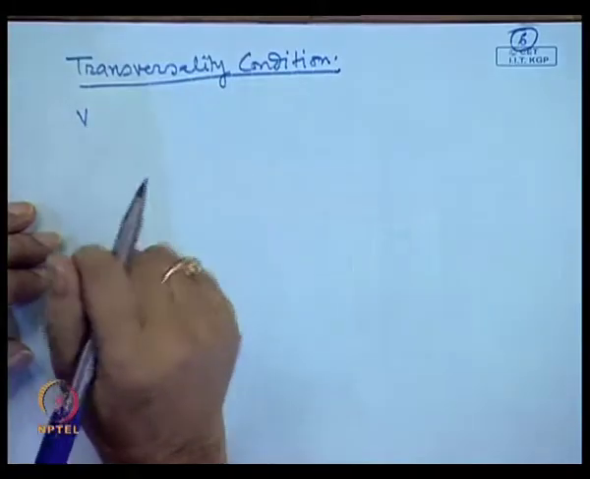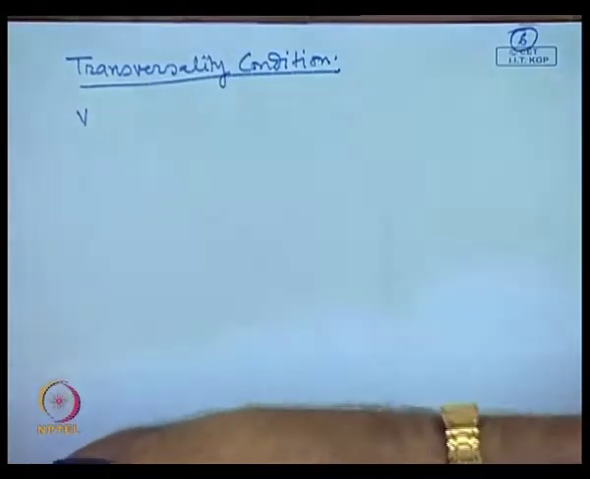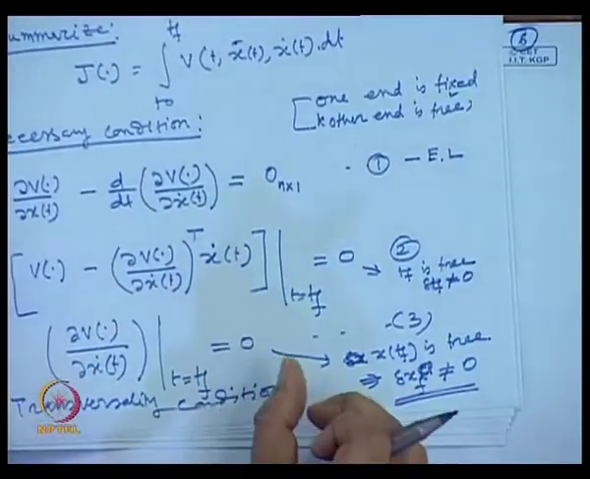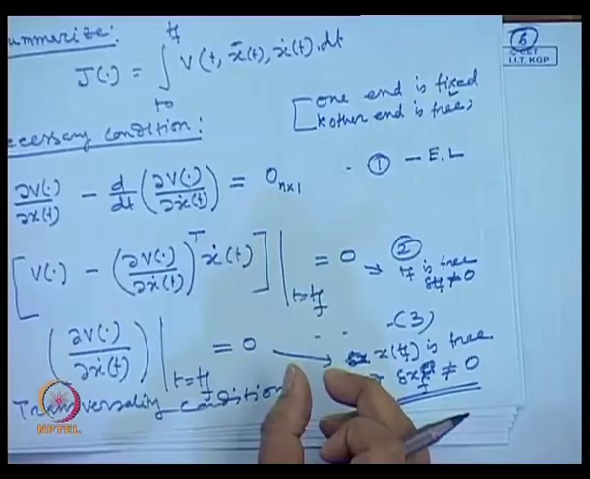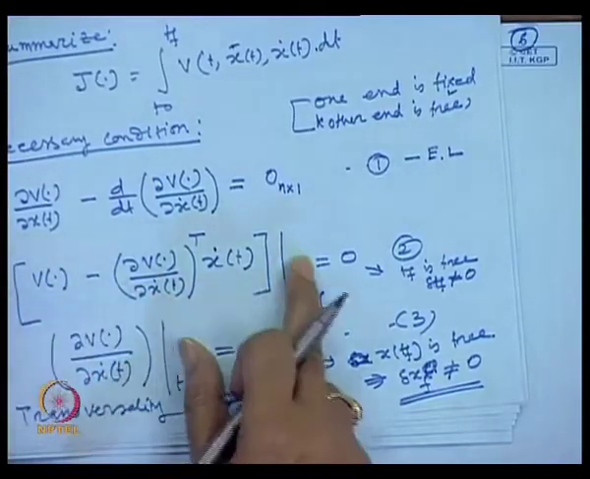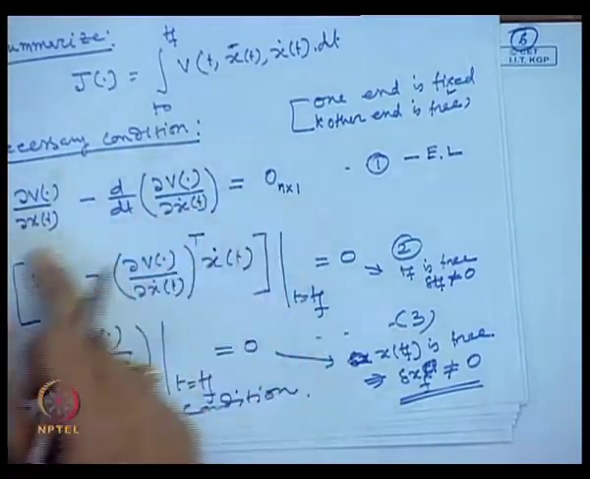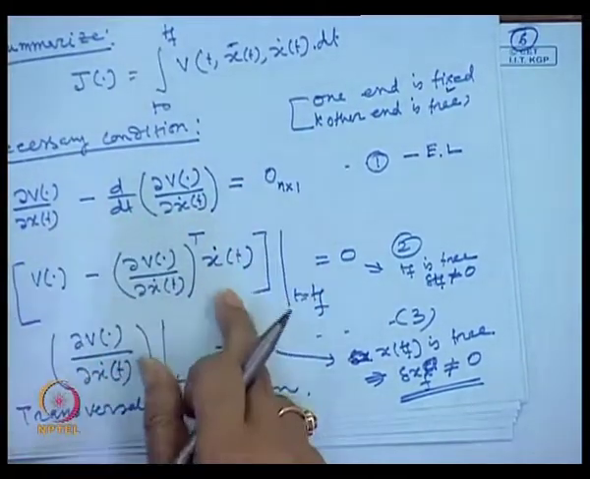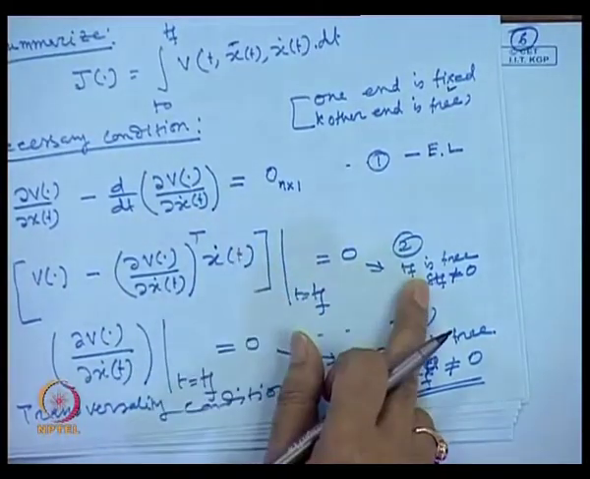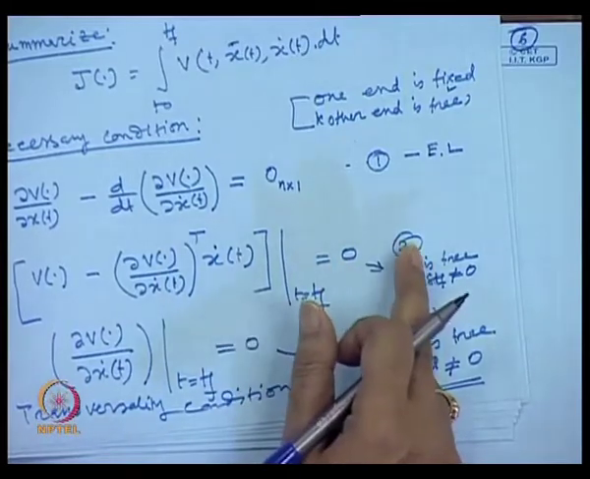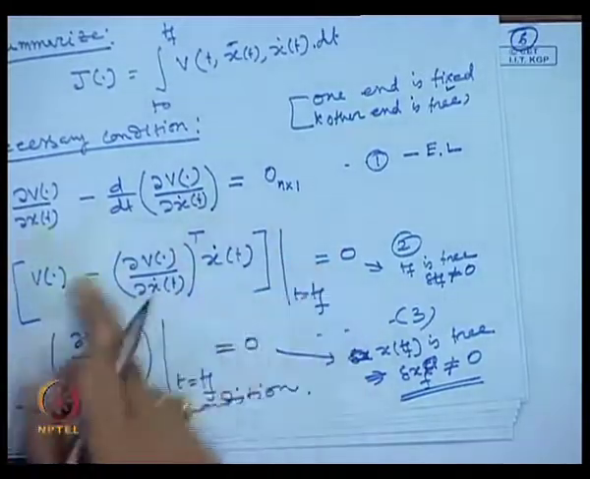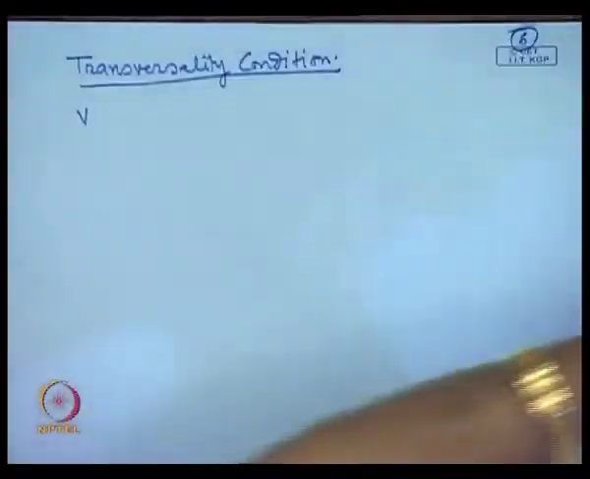If you recollect our terminal conditions, x of T f is fixed, that means delta x of T f is 0. So, this condition will not come into the picture, only Euler's equation and this condition will come into the picture, because here x of T f is fixed, not free, but T f is free. T f free means delta T f is not equal to 0. This implies that this boundary condition must be satisfied, as we have explained earlier.